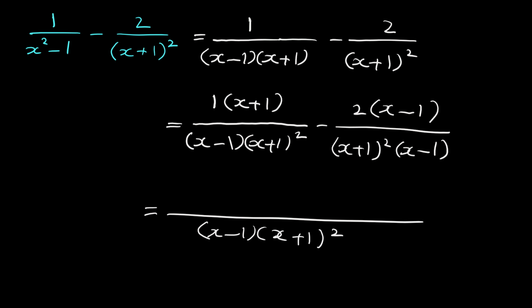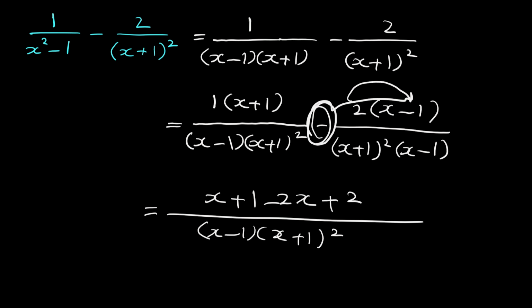In the first numerator, we have x plus 1. 1 times x plus 1 is x plus 1. Then multiply the 2 in the bracket, and don't forget you have a negative here. So we have negative 2x. This would be minus 2, but because we have a negative here, so plus 2.